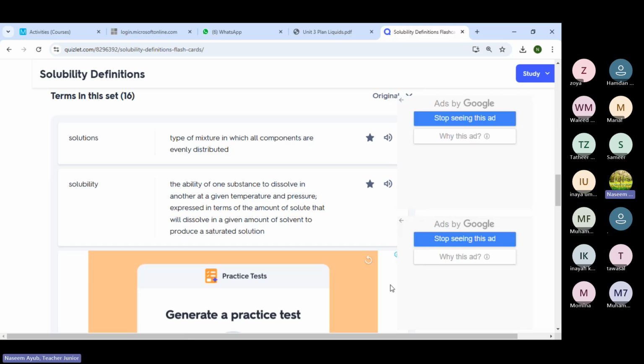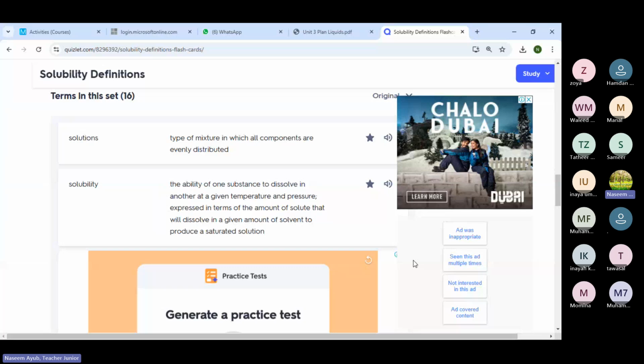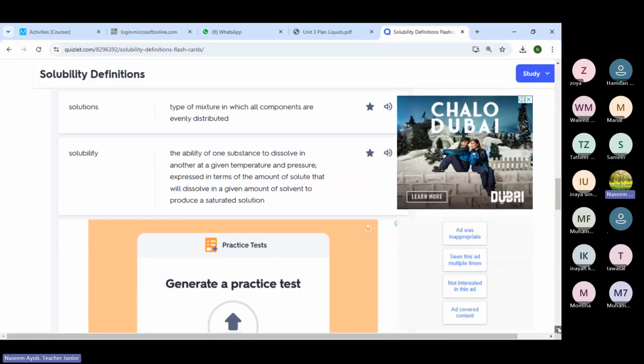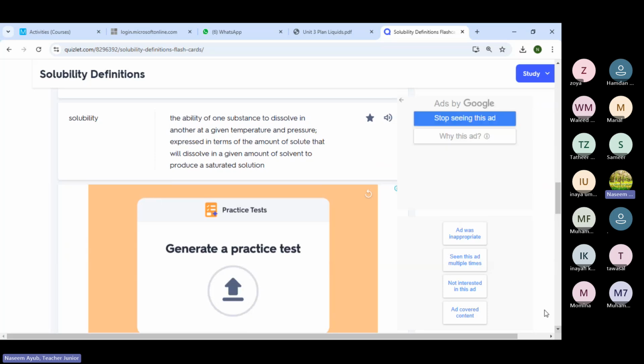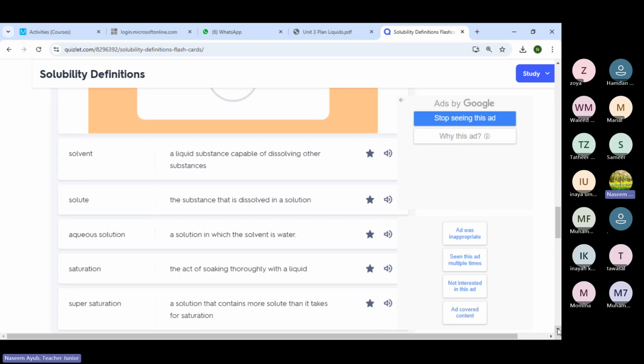All right. And the solubility definition is also visible to you. The ability of one substance to dissolve in another at a given temperature and pressure, expressed in terms of the amount of solute that will dissolve in a given amount of solvent to produce a saturated solution. Okay. Then down we also have some other definitions. I just want you to go through these definitions, and later on I will be sharing them in your group. You need to memorize all these definitions.